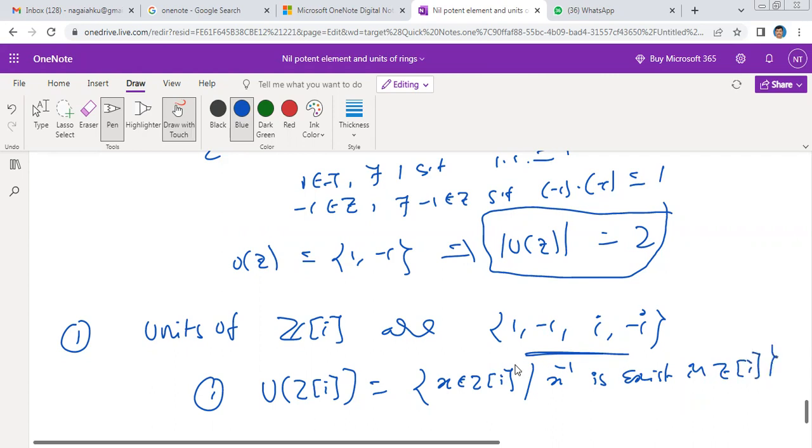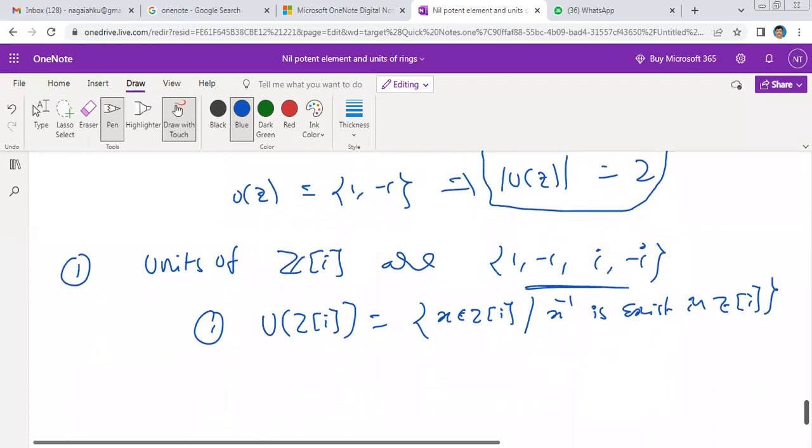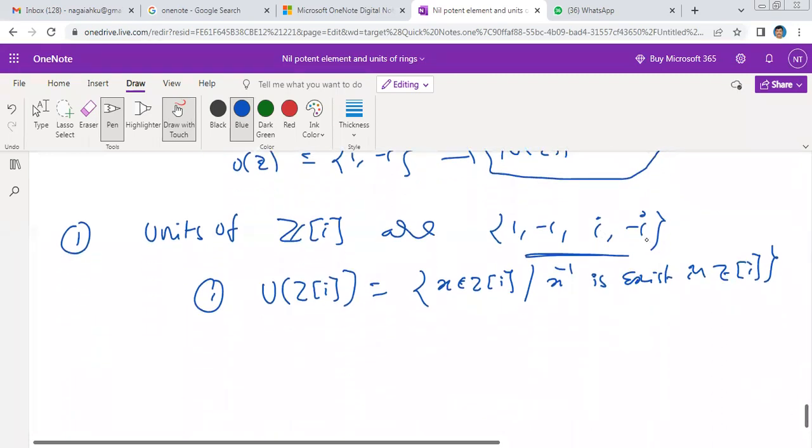So the only possibilities are: 1 inverse is 1, minus 1 inverse is minus 1, i inverse is minus i, minus i inverse is i. These are the possibilities: 1, minus 1, i, minus i. Can it be denoted by Z[i] star? U of Z[i] is equal to 1, minus 1, i, minus i, which can be indicated as Z[i] star. Excluding 0, these elements are the only units of the ring.